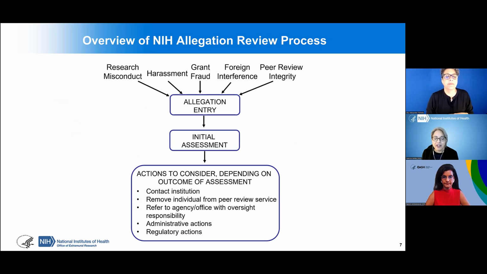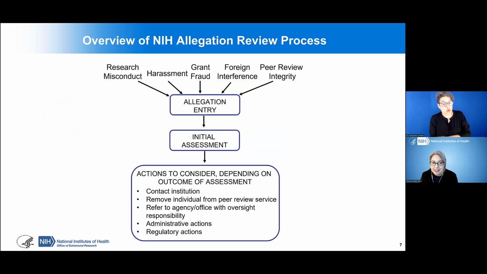I want to briefly go over the overview of our allegation review process at the NIH. My team handles many different types of allegations. Today we're going to be focusing on research misconduct, but our office also handles other types of allegations, including harassment or discrimination, sexual harassment, bullying, etc. Also grant fraud; this type of allegation will be referred to a different office. We also handle foreign interference and peer review integrity.